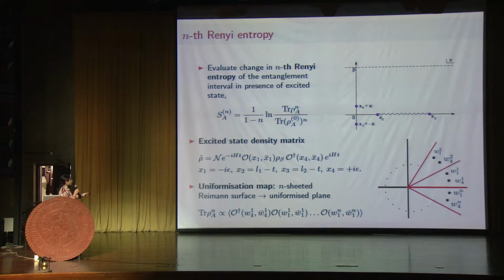This quantity, the trace of rho_A^n, is actually a 2 endpoint function on an n-sheeted Riemann surface. So to evaluate it, we use a uniformization map and go from the n-sheeted Riemann surface to a uniformized plane, where each sheet of the n-sheeted Riemann surface is mapped to a slice on this uniformized plane, this slice. And these are the locations of the operators on the uniformized plane. So essentially, the problem of calculating a 2 endpoint function on an n-sheeted Riemann surface reduces to a problem of evaluating a 2 endpoint function on a plane.